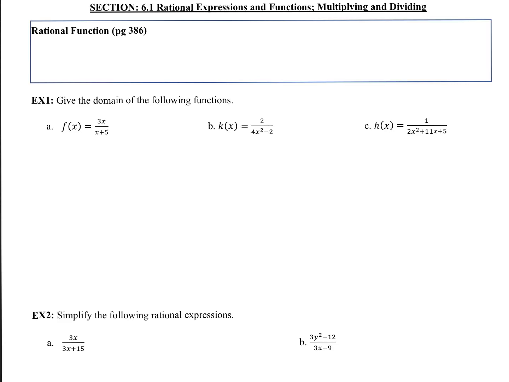Welcome to Section 6.1, Rational Expressions and Functions, Multiplying and Dividing. Okay, so first off, what is a rational function?